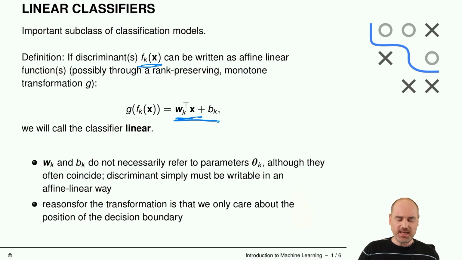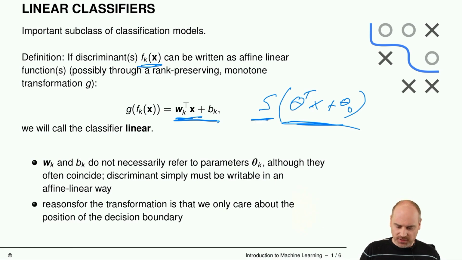There's one little catch, and this is that this doesn't always work for our classifiers. So we'll allow the writing as such an affine linear function possibly after applying some rank-preserving monotone transformation g. This will be a lot clearer later on if you look at certain examples, so maybe it's a good idea to come up with one now. For example, if you look at logistic regression, which we'll discuss in detail later on, you could write it as a sigmoid function of theta transposed times x plus some intercept. You can see there's this linear function on the inside, but there's also this transformation of this linear function to a probability. We'll just account for that by allowing it.